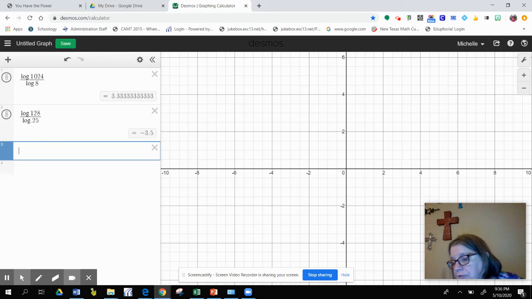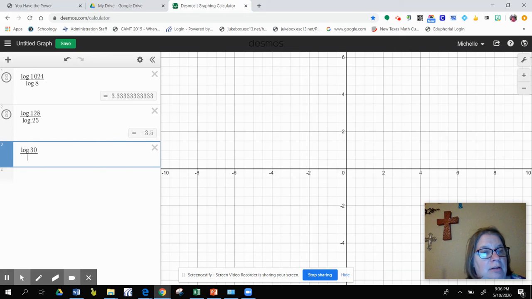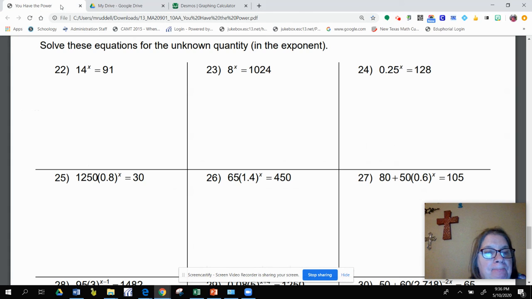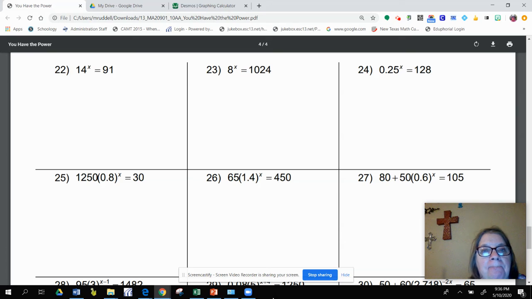Okay. You can erase those. Doesn't really matter. Okay, I have log 30 divided by 1250 log 0.8. Keep your fingers crossed. That did not work. Okay. Let me go back. Try that one again. We move the x to the front.